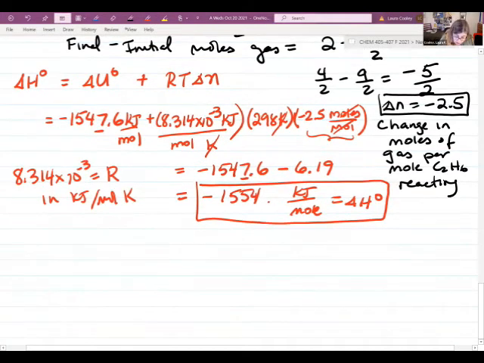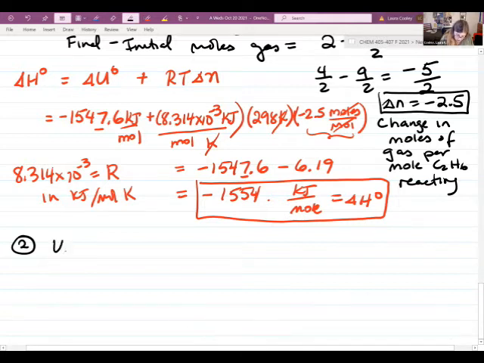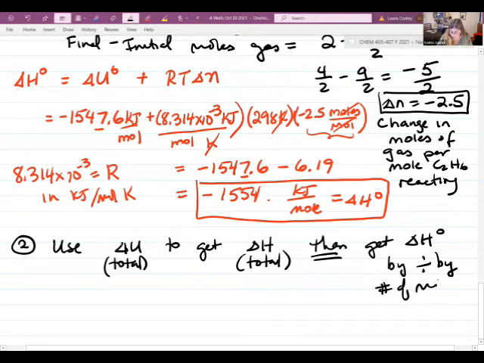You may not always be able to do that, but let's do the method the second way, just to show you that that was complicated enough, and it actually is a little bit crazier this way. So let's just start again. The other way is to use the delta U that was calculated in the very first step, which is the total delta U, to get the total delta H. And then get the molar delta H by dividing by the number of moles. That's at the end. So we still are going to get to the same spot.